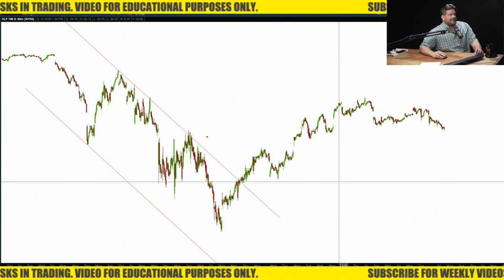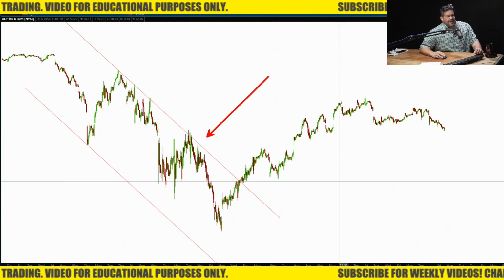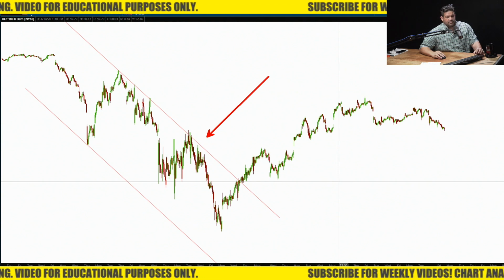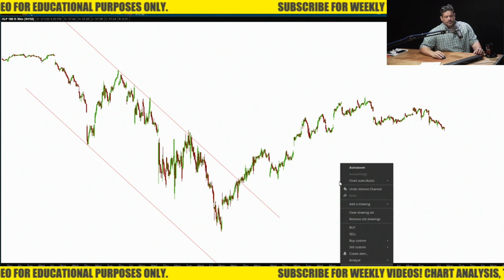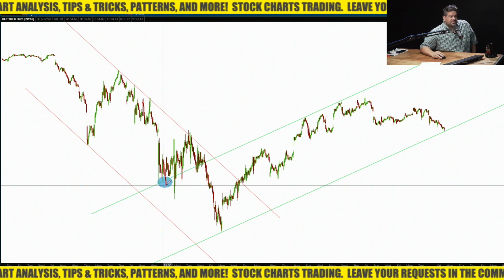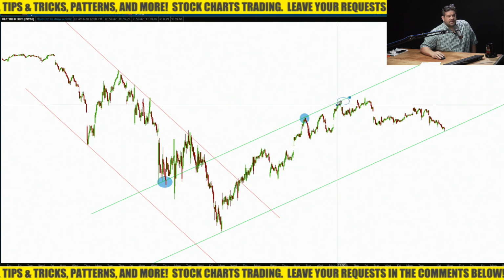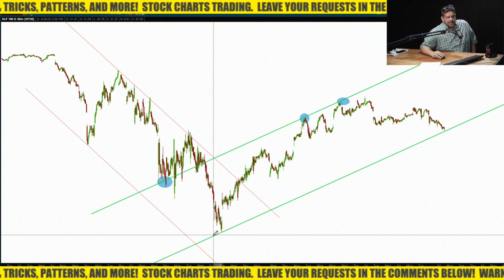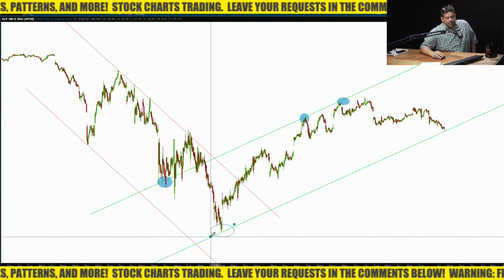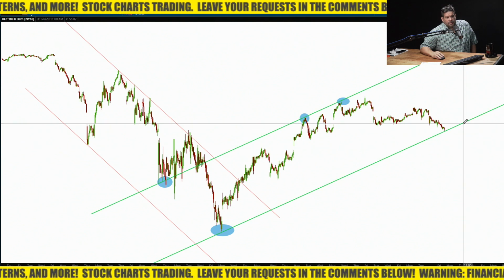All right, here we are on XLP. As you can see that we have a downtrend, and now we have an uptrend. We've broken out of that downtrend. And now we're going up. You can see that we use this as a support. We have resistance here. We have another resistance here. We have support back here, and we have support right where we are right now.